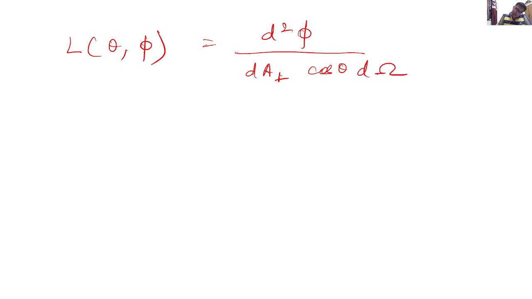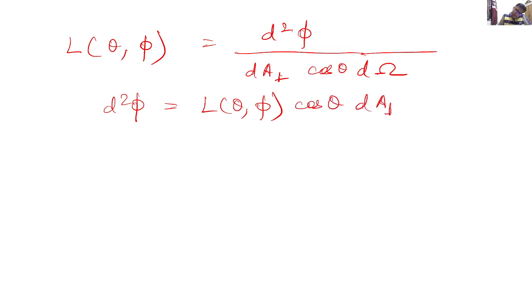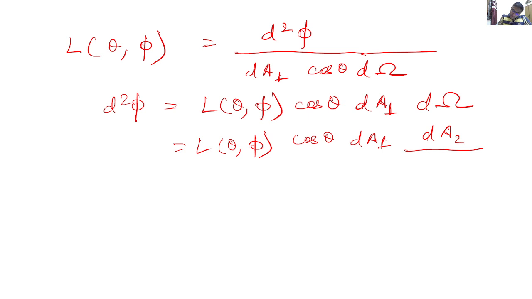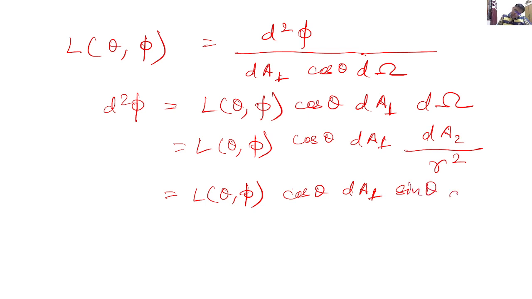So L is a function of theta and phi. It will be given by a derivative d phi by dA1 cos theta d omega, the infinitesimally small solid angle. So d2 phi is L, function of theta and phi, times cos theta dA1 d omega, equal to L theta and phi cos theta dA1, and omega can also be written in terms of the surface area dA2 by the radial distance r square, equal to L theta phi cos theta dA1 sin theta d theta d phi, because sin theta is a projection on it.